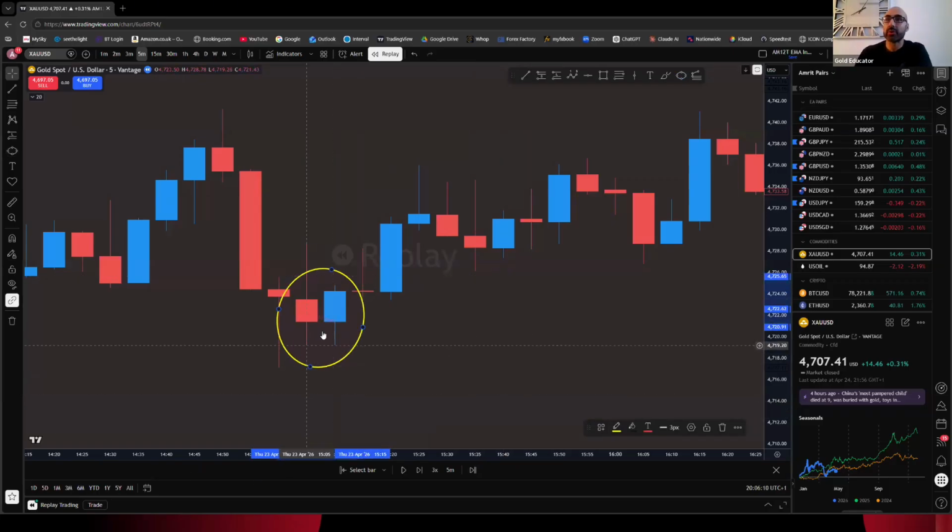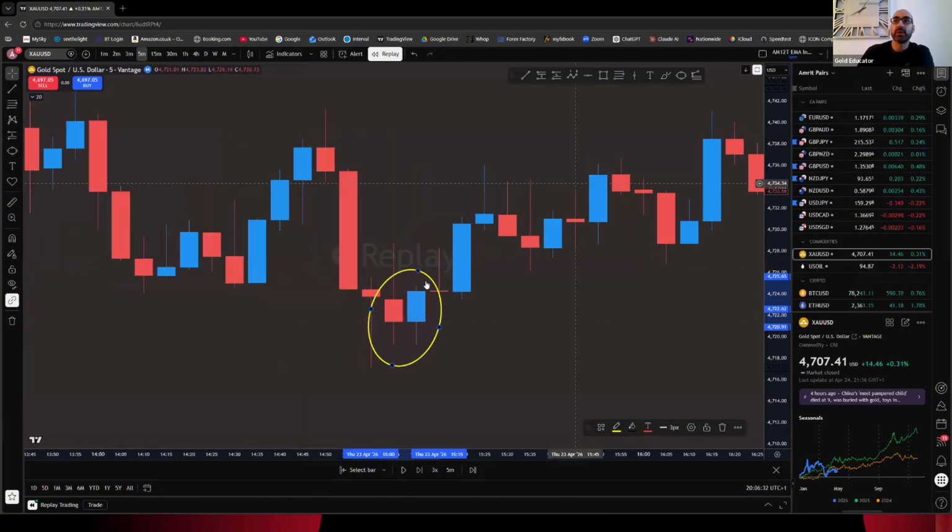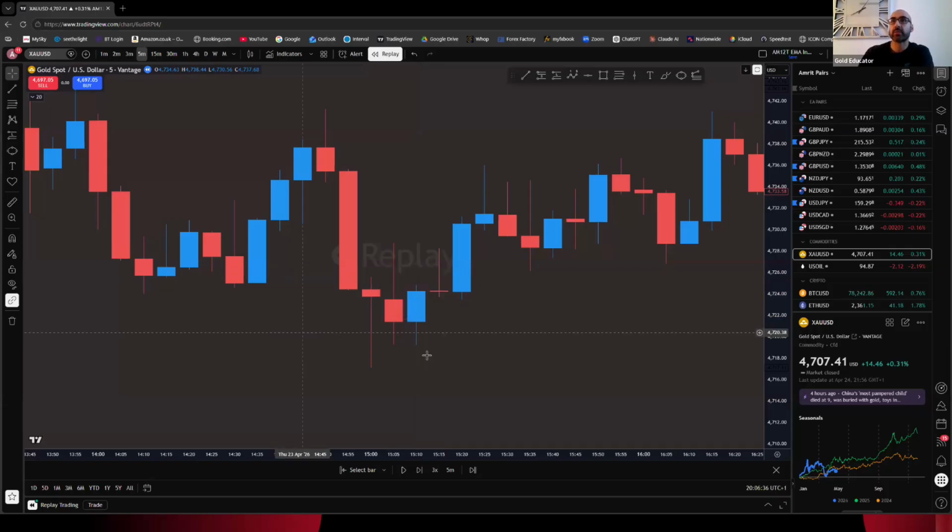So this is a bullish engulfing candlestick pattern. It's where you have a red candle followed by a blue candle, but the only difference is that the blue candle's body is bigger than the red candle's body. That's all it is. The blue one has got a bigger body than the red. It's engulfed the previous candle body, and it's an indication that price could potentially move upwards. And in this particular instance, it looked like it did as well. That's your bullish engulfing.